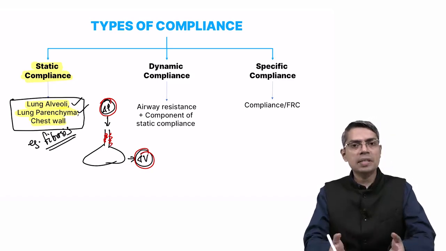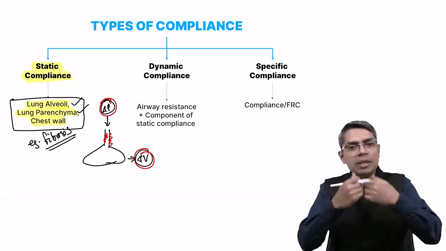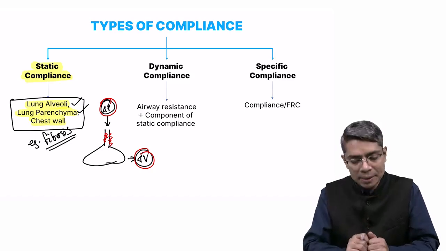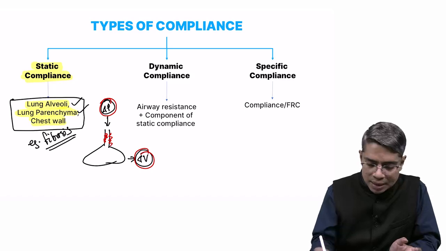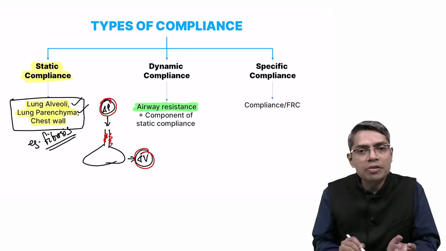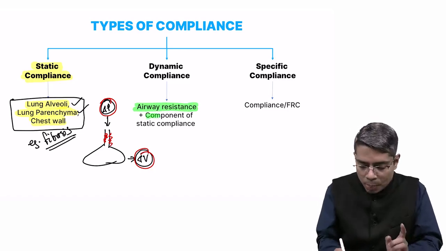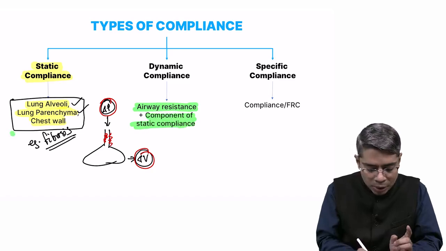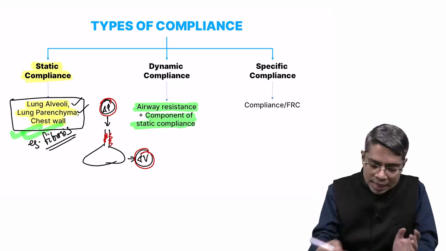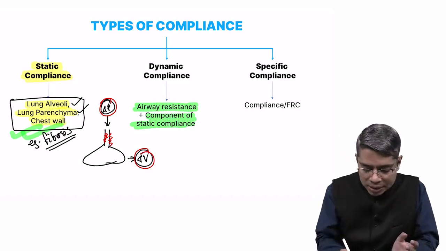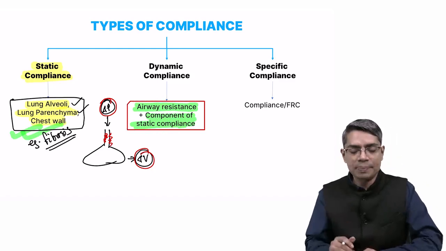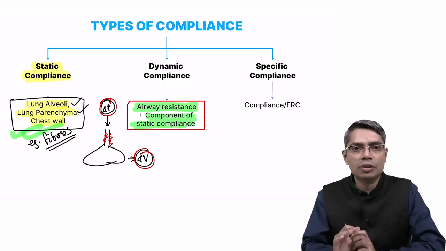So dynamic compliance means when you breathe in and breathe out, the airway resistance is also coming into play. That's why we have written here that dynamic compliance means you have to consider airway resistance plus the component of the static compliance. The component of the static compliance we have already discussed. So if there is a problem in any of these components, either the airway resistance is high or the component of the static compliance is harder, then your dynamic compliance is going to be reduced.